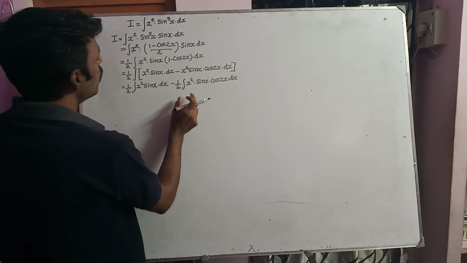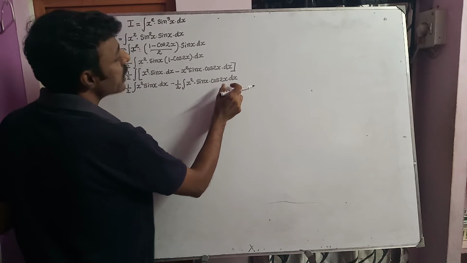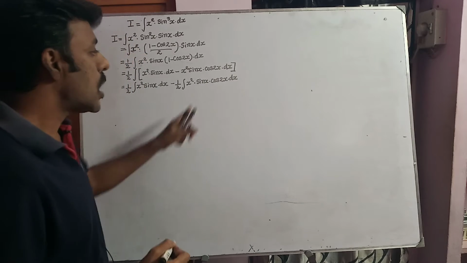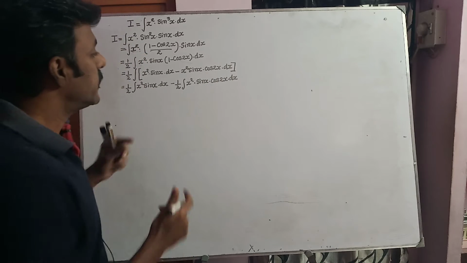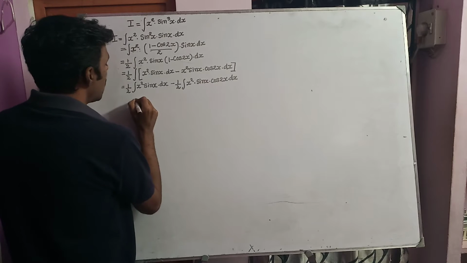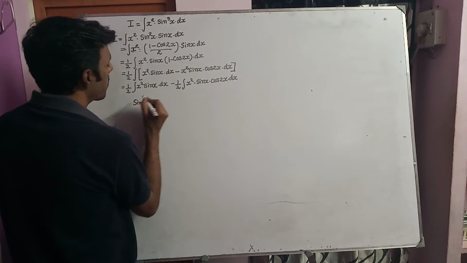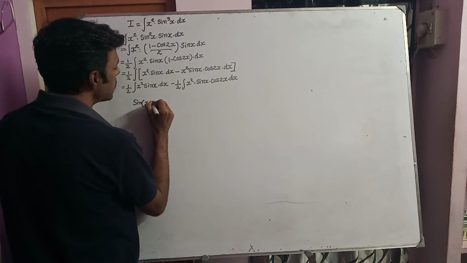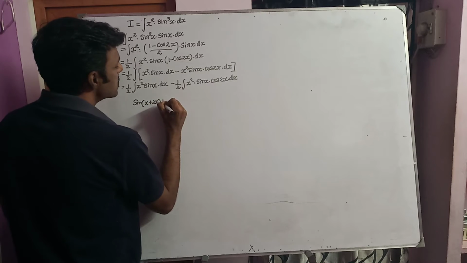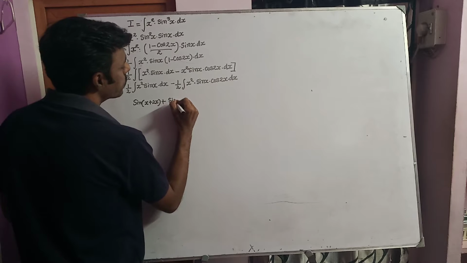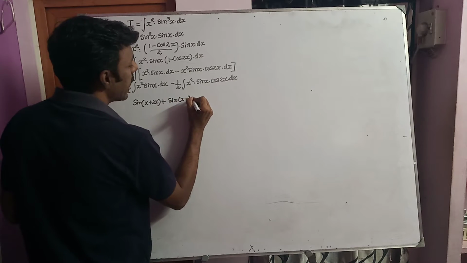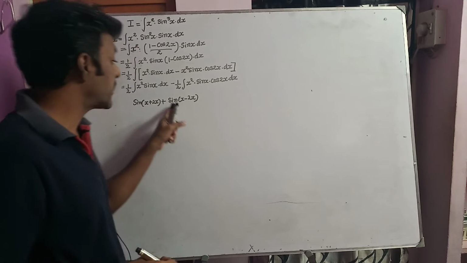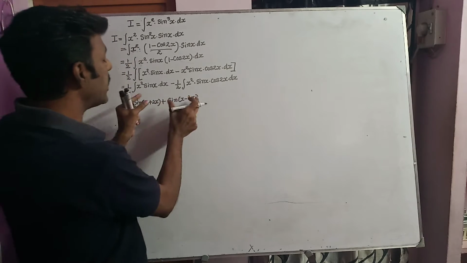Now here we have sine x into cos 2x into dx. Now I'm going to find a value for this one. How to find the value for this one? We know sine of x plus 2x plus sine of x minus 2x, which is of the form sine of a plus b plus sine of a minus b. We need to find the value of this.